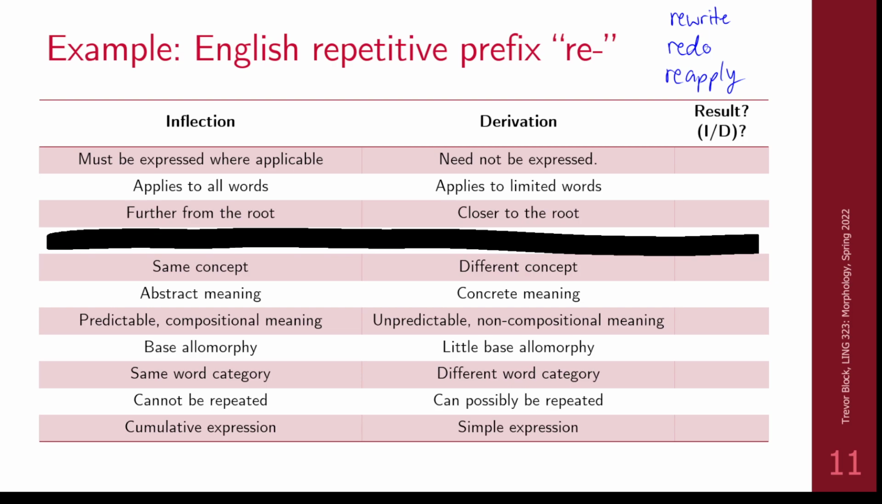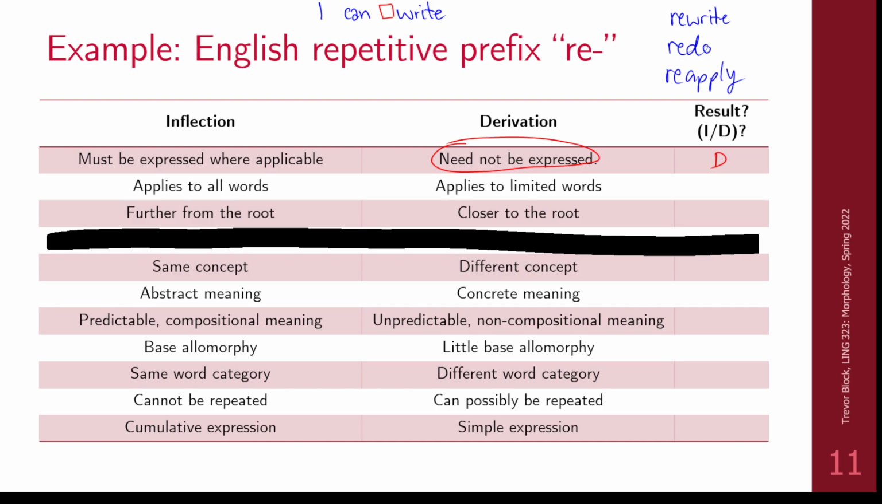If you have a sentence where you could express the repetitive meaning, do you have to? So if I want to say a sentence like "I can write," it is possible to put re- in front of it. Do we have to put re- there? The answer is no, we don't have to put re- there. So this is appearing to be derivational based on the first property.